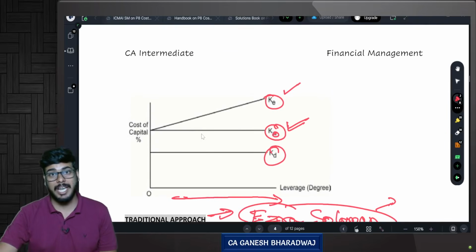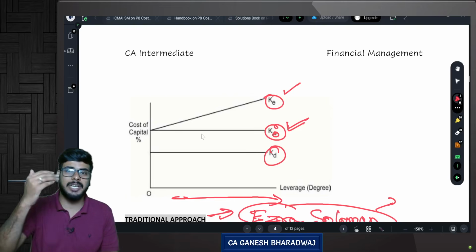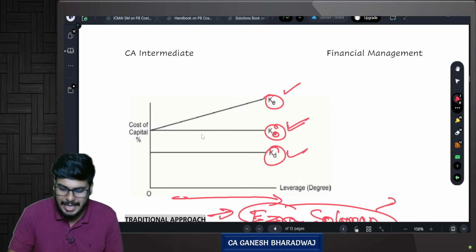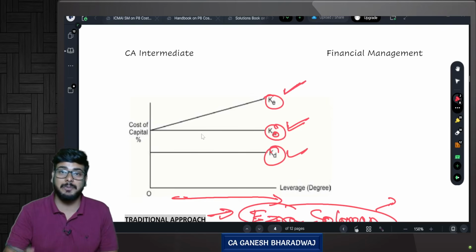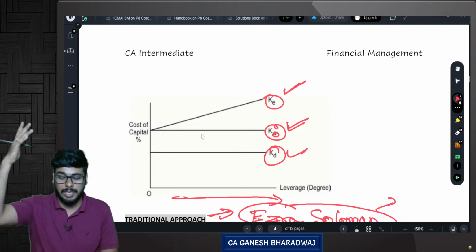The next one was the NOI approach. He says, as you keep increasing the proportion of debt in your capital structure, KD will not change, but KE will increase, because the more the risk, the more the return expectation of the shareholders, and hence KE will change.